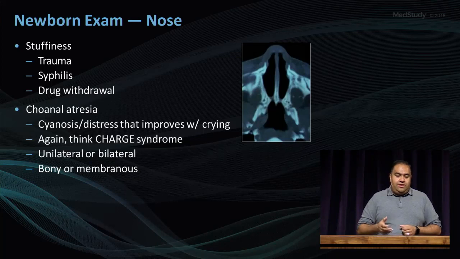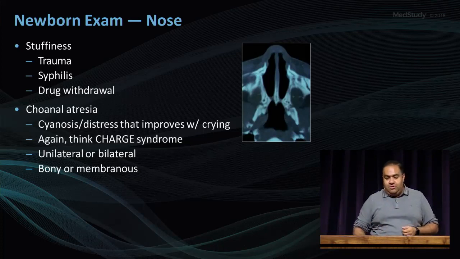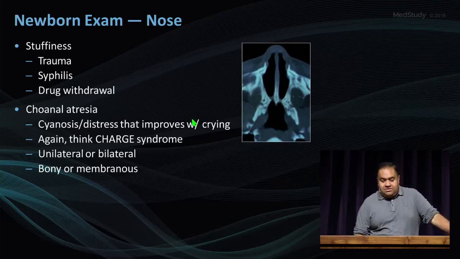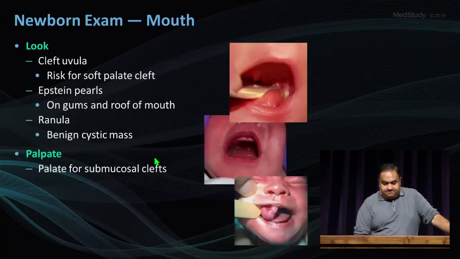For choanal atresia, usually you want to pass a feeding tube into both nares to see if it goes through, and if there's obstruction or a narrowing, that might be a sign or a cue that there's choanal atresia. Other things you might worry about are cyanosis or distress that improves with crying. Again, think CHARGE syndrome. It could be bony or membranous.